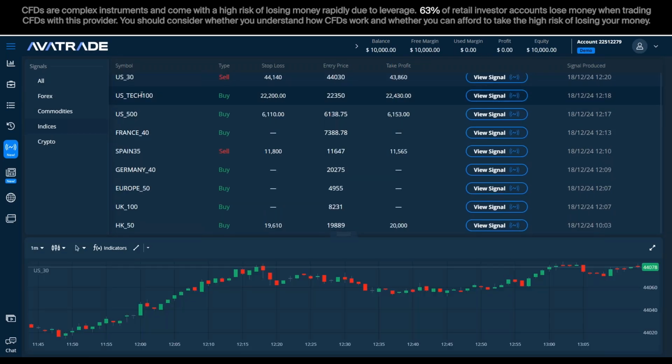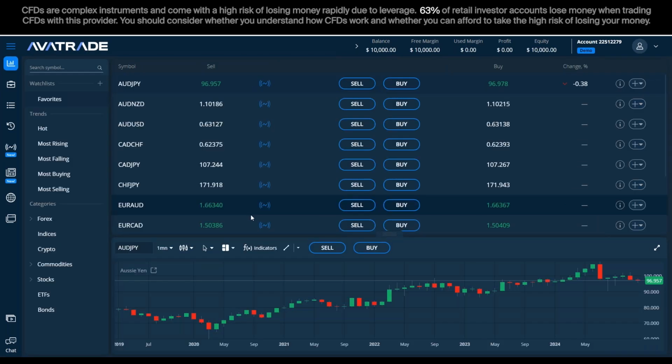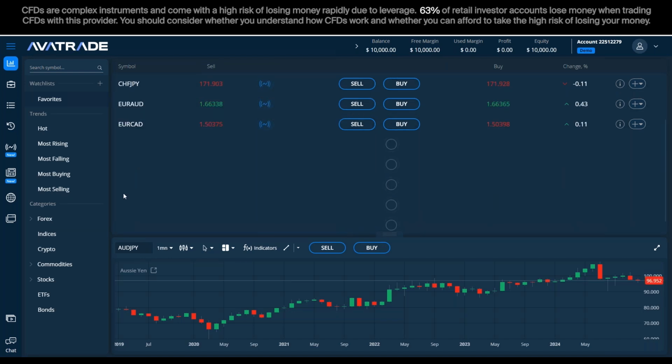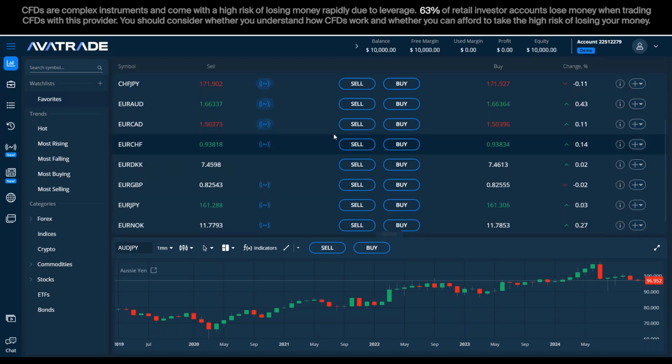Or I can go to indices and then, in indices, find NASDAQ. However, what if I want to find an instrument from the inside and I don't want to go all the way to the signal section and then look for it manually? Let's suppose I want to find coffee, as an example.